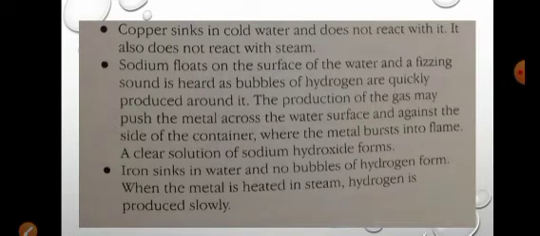Copper sinks in cold water and does not react with it. It also does not react with steam. Sodium floats on the surface of the water, and a fizzing sound is heard as bubbles of hydrogen are quickly produced around it. The production of the gas may push the metal across the water surface and against the side of the container, where the metal bursts into flame. A clear solution of sodium hydroxide forms. Iron sinks in water and no bubbles of hydrogen form. When the metal is heated in steam, hydrogen is produced slowly.